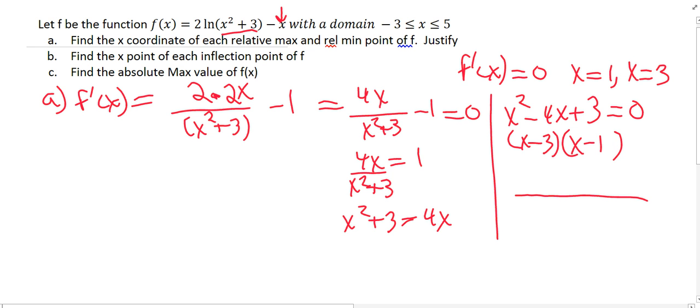And I guess we should talk about the fact that the denominator also could give us a critical point, but will that denominator ever equal 0? The answer is no, because you're squaring a number and adding 3 to it. It'll always be positive. So let's take a look at x equals 1 and x equals 3, just noting that we're going to stop at 5 and also at negative 3 over here, because that's in our domain, right?